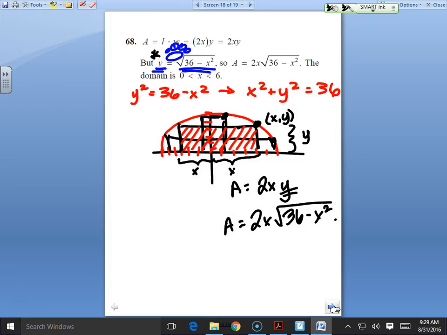Now, to be honest, this is something even calculus kids still struggle with. I just gave you a peek at it because it had to do with understanding x is over, y is up, and how we can apply that to some numeric rectangle.